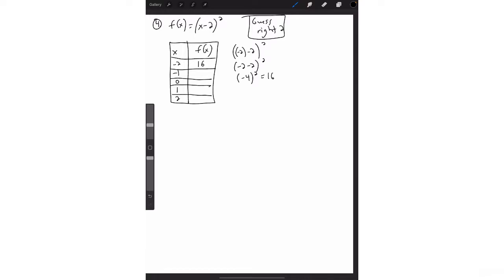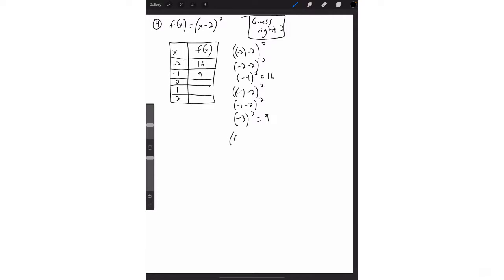And then the next one, negative 1 minus 2 squared. I can just remove those parentheses around the negative 1 and write it like this. Negative 1 minus 2 gives me a negative 3, and a negative 3 squared is 9. Negative 3 times negative 3 is 9. Okay, we'll try 0.